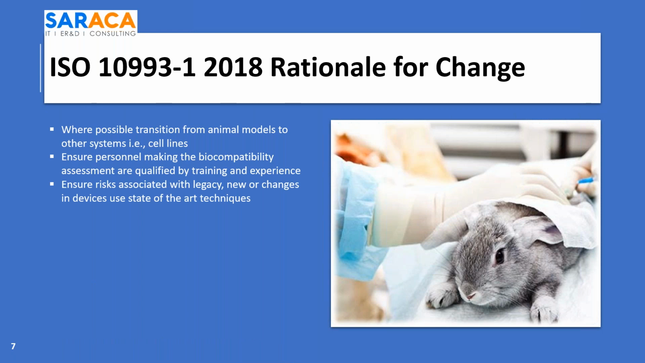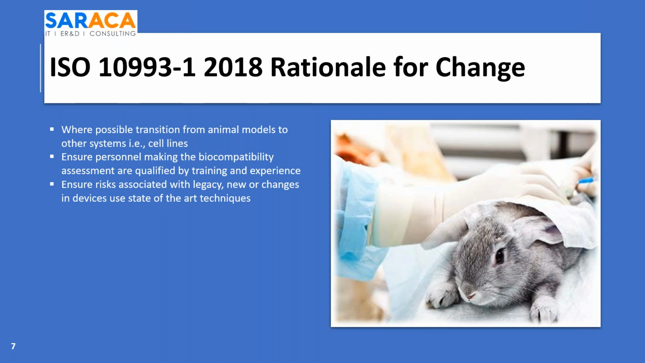The next point is, again, something that's carried through all of the 10993, a lot of the QMS systems documents: ensure risk associated with legacy, new, or changes in devices use state-of-the-art techniques. I'm sure that everybody on this call has heard the term state-of-the-art. That means if a test becomes state-of-the-art between the time of the release of this standard and the time you're doing your biocompatibility, you have to evaluate your device under the state-of-the-art techniques. That means you need to do literature searches to determine if there have been changes in the way you evaluate materials or devices.